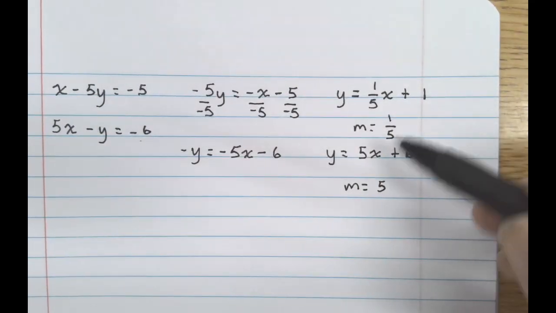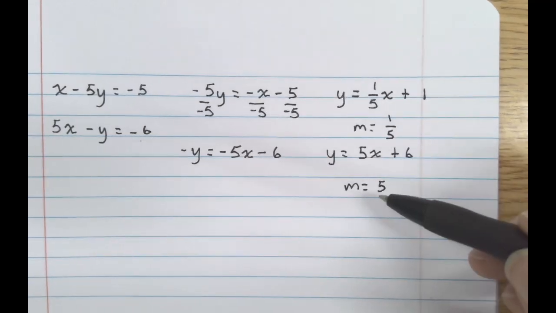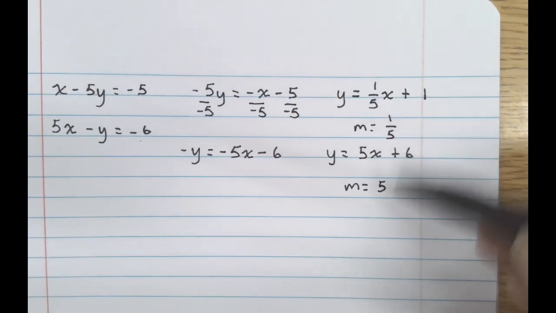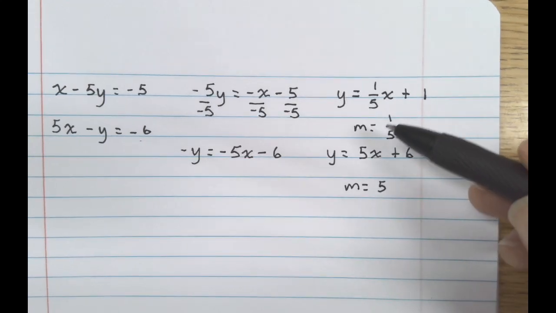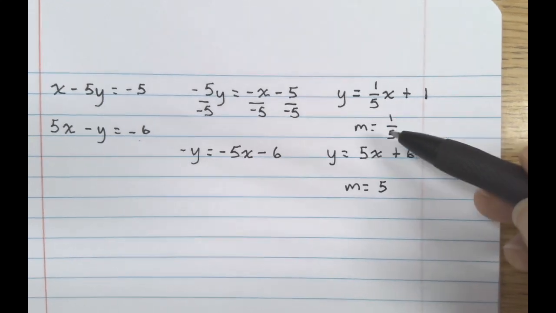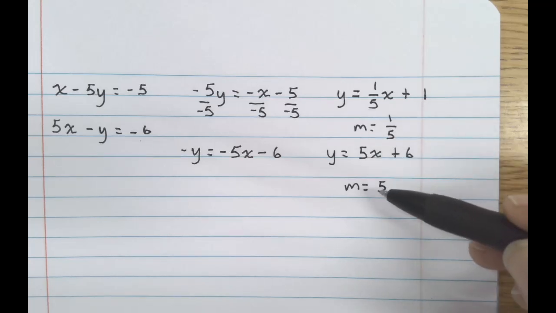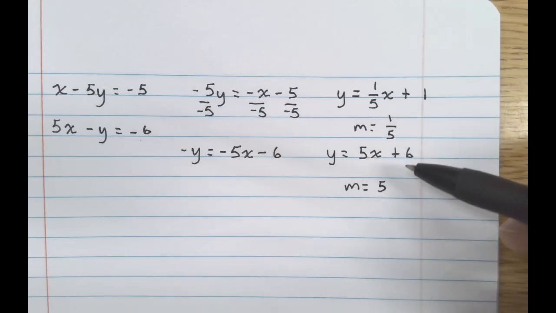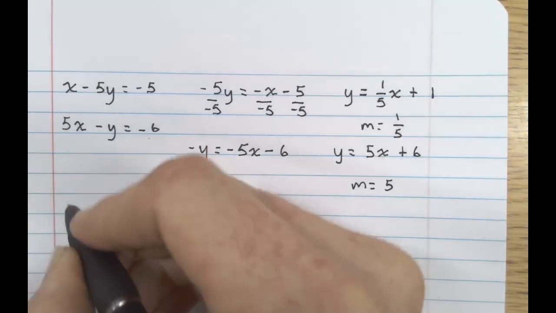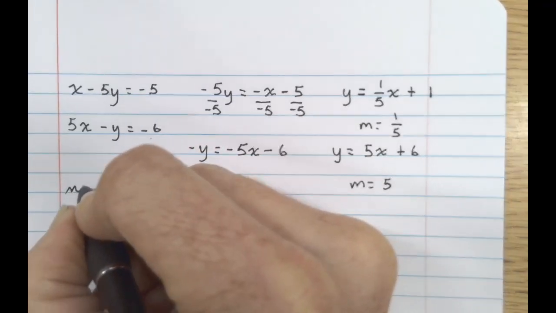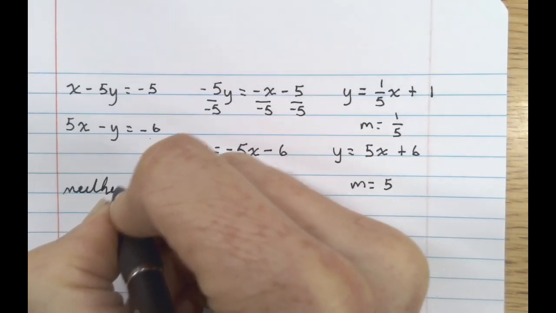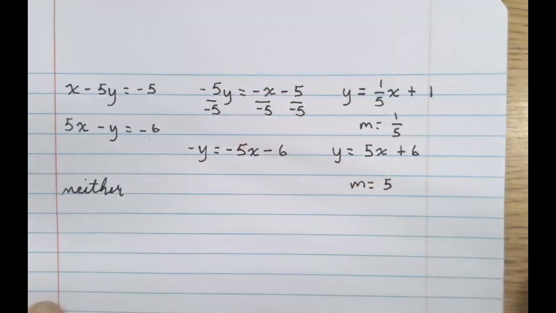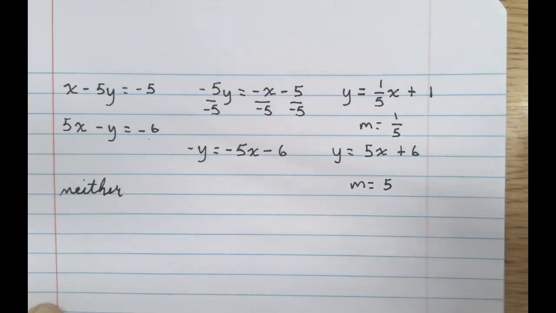So they're not parallel, because to be parallel they have to have the same slope. But here's the thing, they're not perpendicular either, because this would have to be a negative 1/5, or this would have to be a negative 5 for them to be perpendicular. So for 27, the answer is they are neither parallel nor perpendicular.